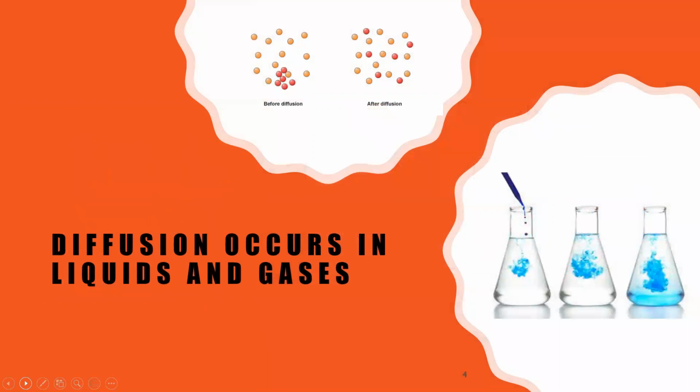Diffusion, like we mentioned in liquids, is because the molecules are able to move around randomly and freely, and it's exactly the same in gases. So diffusion can occur in both liquids and gases, and this is because the molecules can move around randomly and freely, they can collide with each other, and this allows them to disperse out in the liquid or gas.